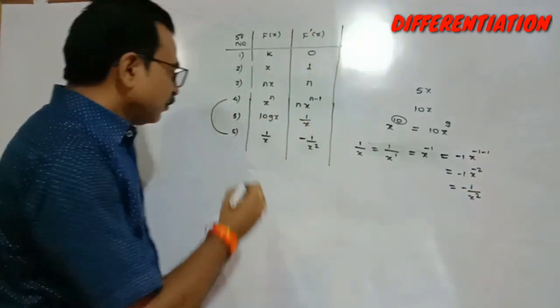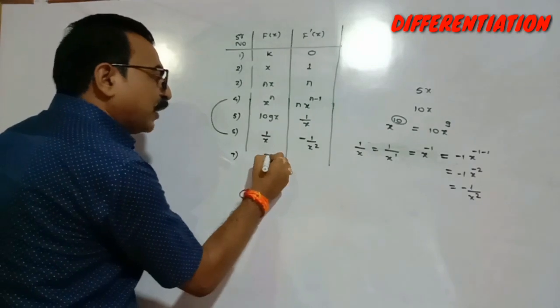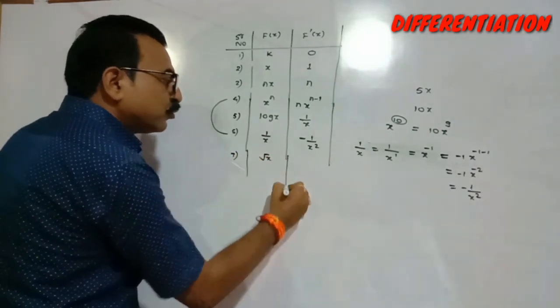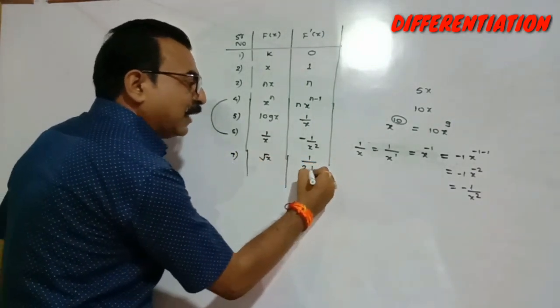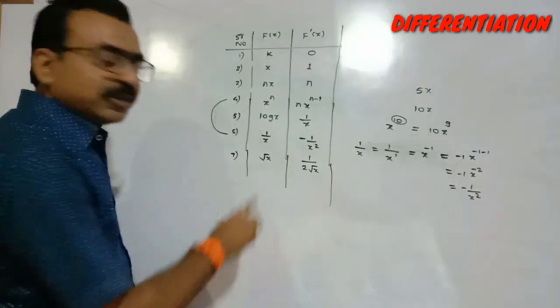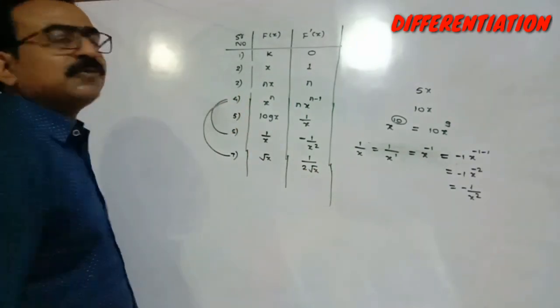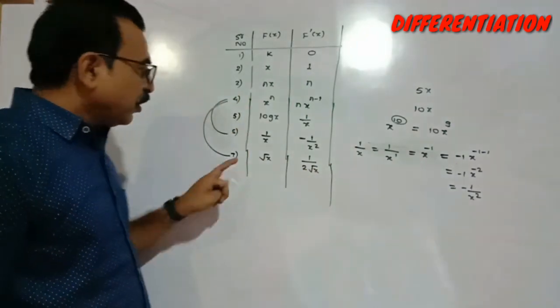Got it? Derivative of root x. The derivative of root x is 1 by 2 root x. This is also calculated by the formula for x raised to power n. Root x.